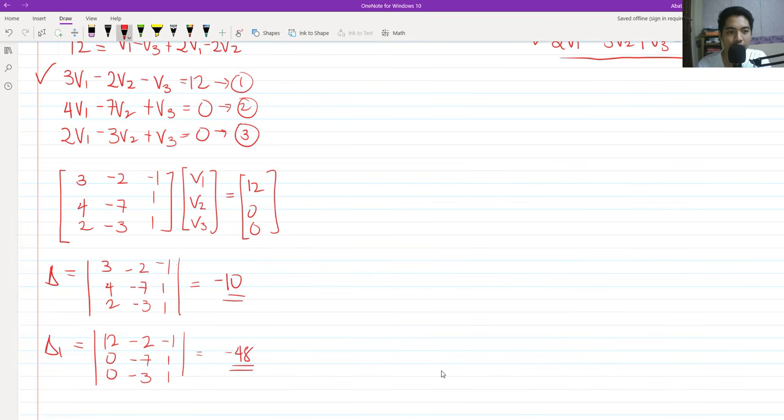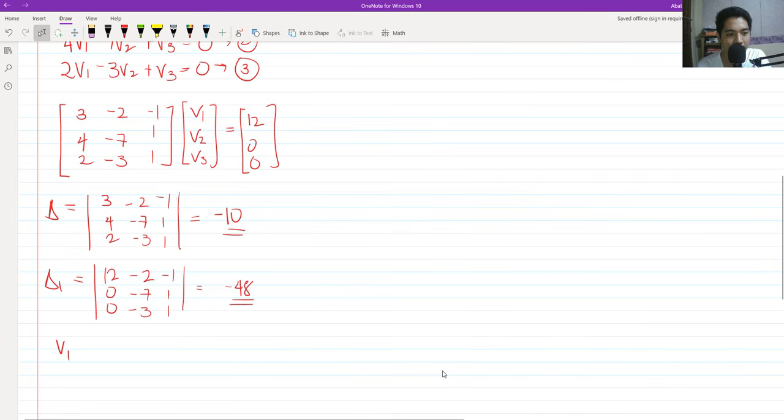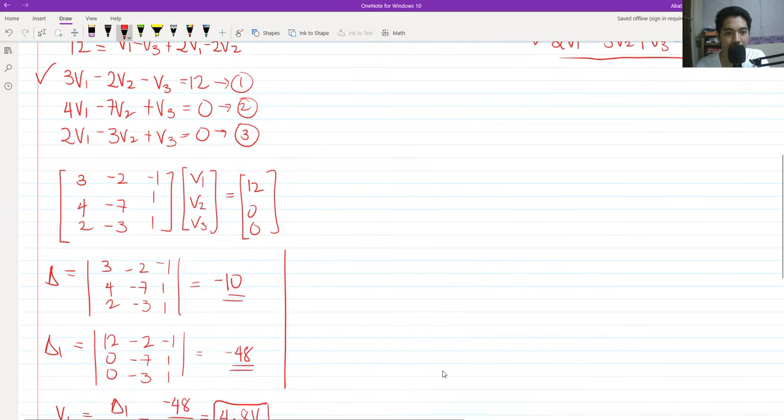Okay, and in order to get V sub 1, we have the formula that we have used also in supermesh, so that we have negative 48 all over negative 10, so that would be 4.8 volts. Okay, so what are we going to do to get the V sub 2? We have delta sub 2.